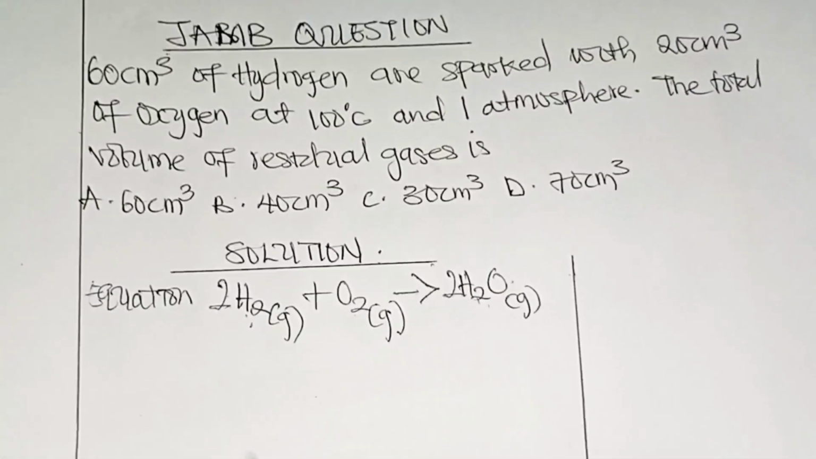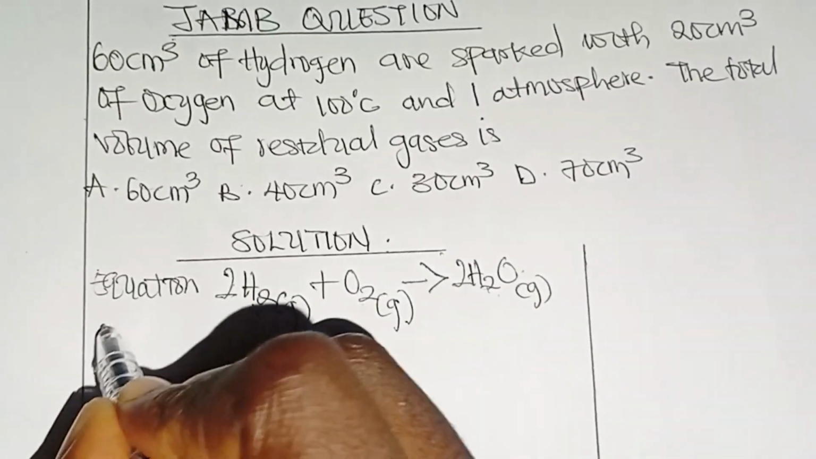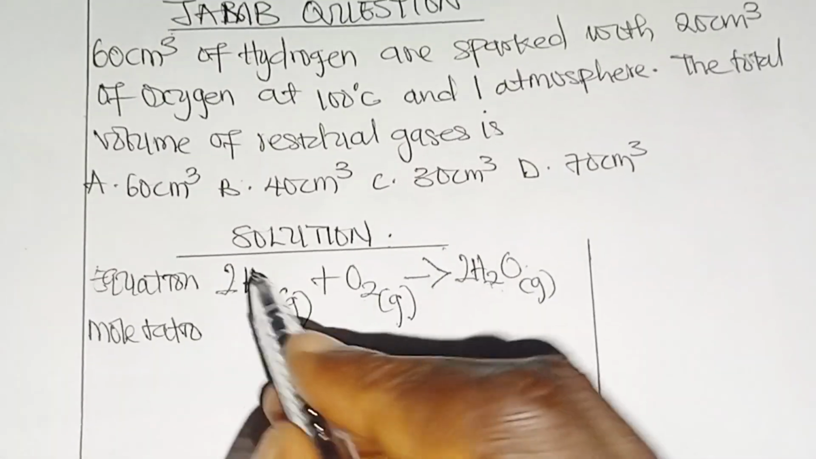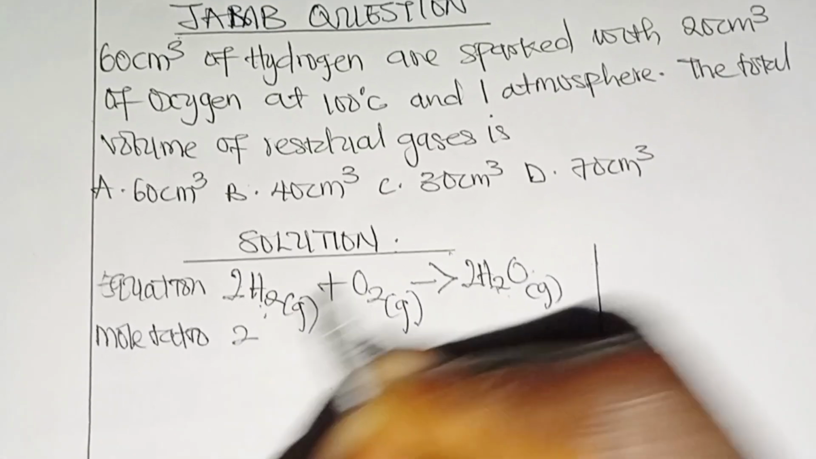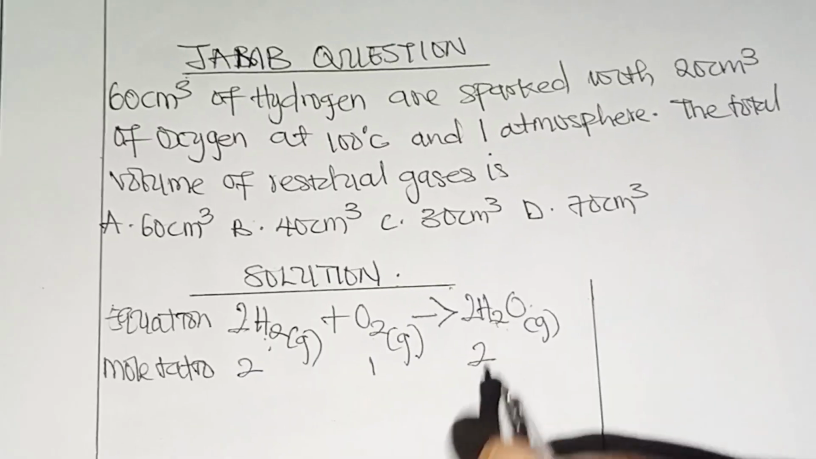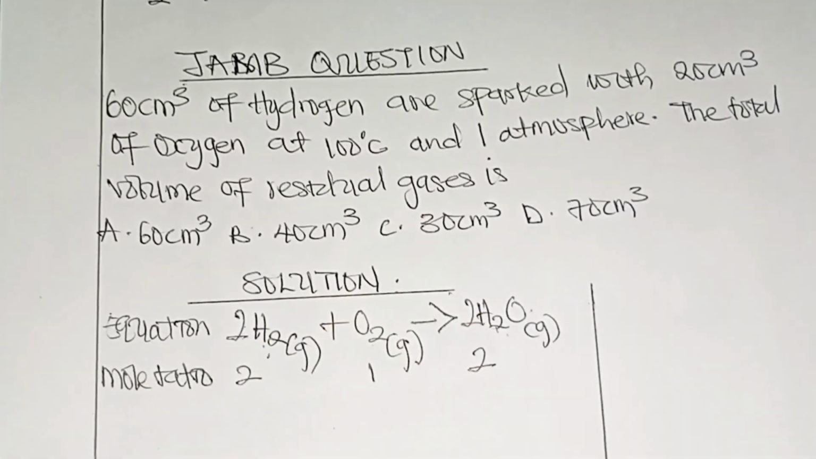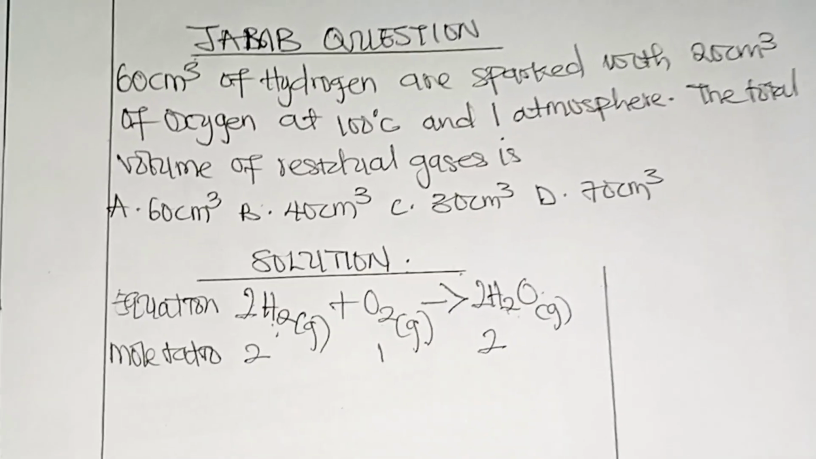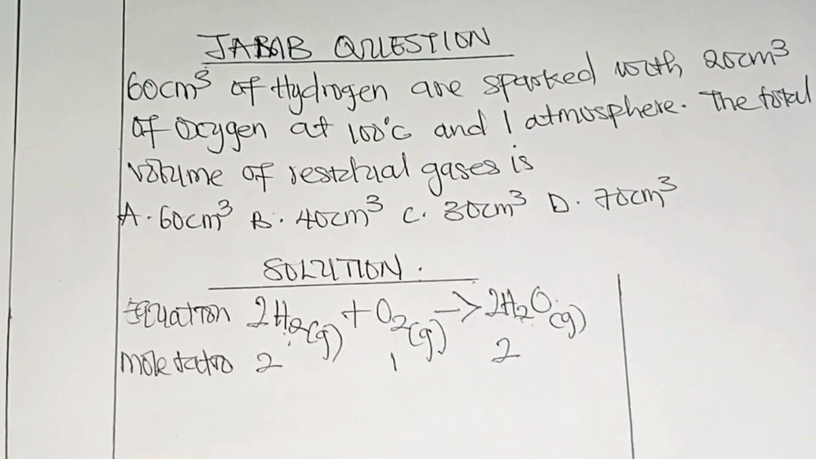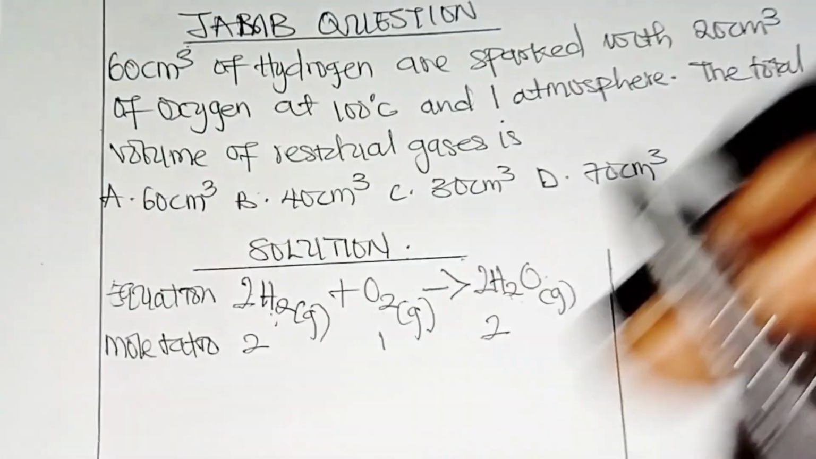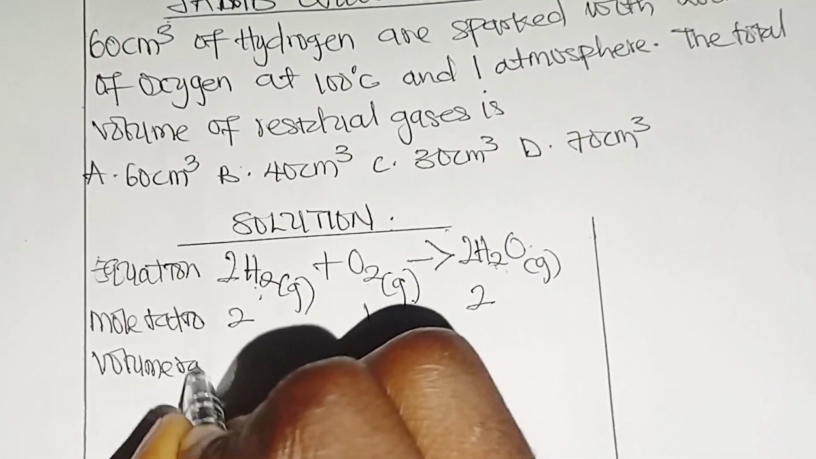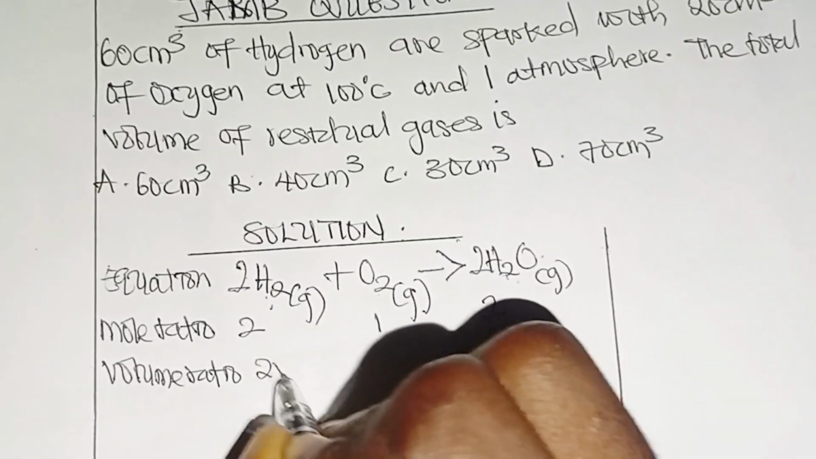Now what's the second step? Write out the mole ratio. What's the mole ratio here? I have 2. What do I have here? 1. And what do I have here? 2. Now note, mole ratio in gas equation can be represented as volume ratio. Okay, and remember Gay-Lussac says that when gases react, they do so in volume. So these mole ratios can also be represented as volume ratio. That's I can write 2 here.